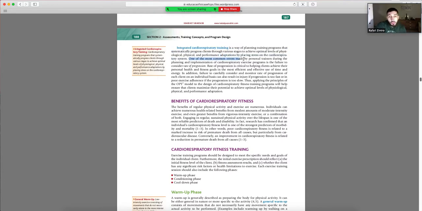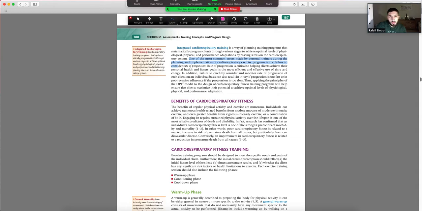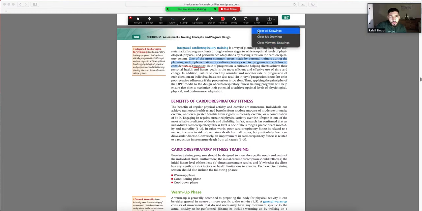Perfect. One of the most common errors made by personal trainers during the planning and implementation of cardiorespiratory exercise programs, and this is important, is the failure to consider rate of progression. We'll just jot this down, and highlight it real quick. Now, what does rate of progression mean?